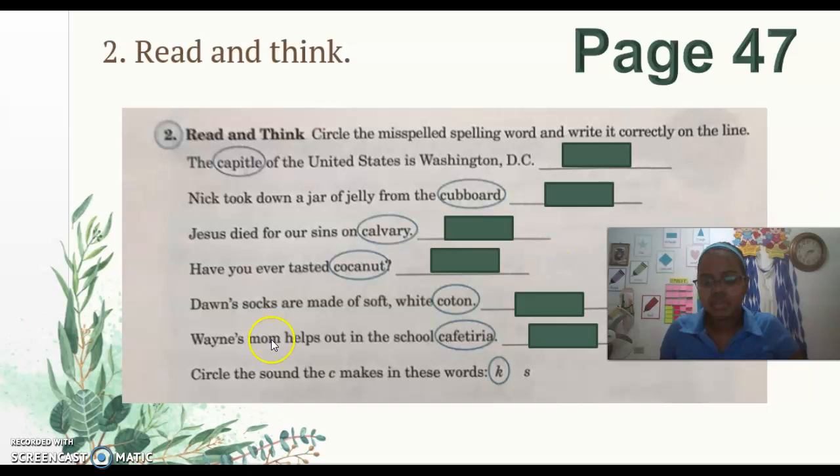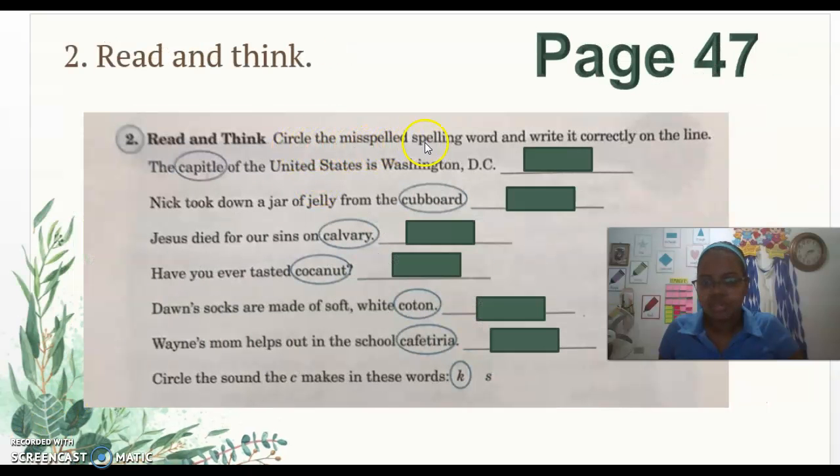Next exercise on page 47. Read and think. Circle the misspelled spelling word and write it correctly on the line. So here you circle each one of the words, and what you're going to do is write it correctly on the line. Here the incorrect word is the word capital. Why? Because we write capital C-A-P-I-T-A-L. That's how the word is written in a correct way.